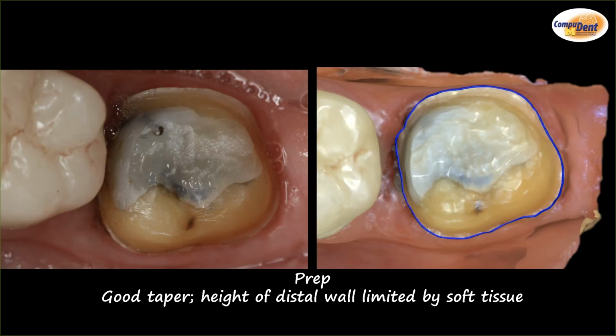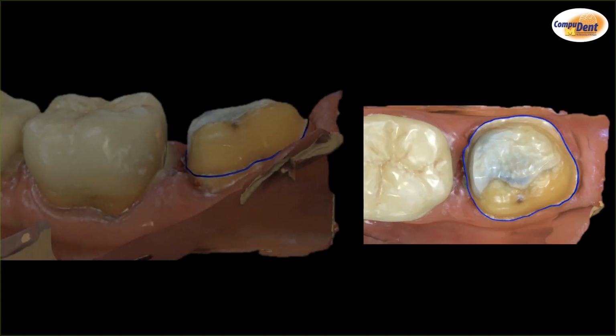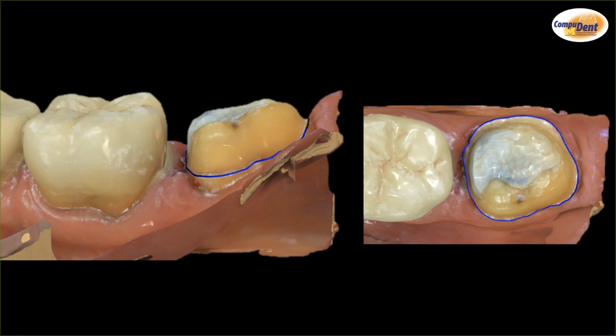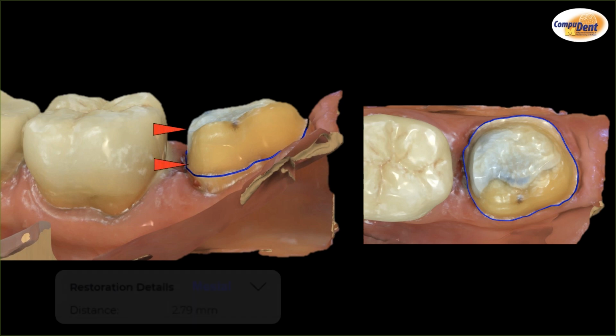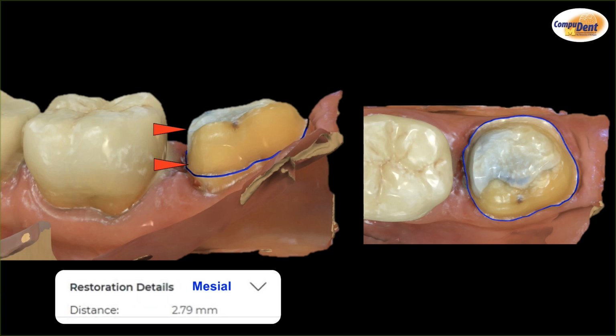So if you look at a prep like this, it's got good taper. We know the distal wall is always going to be limited by the tissue because as the ramus slants up there, it's not helping us. It's not dropping away from the cervical of the tooth. And so when we get that scan and we put it in profile and we start looking at our taper, you can see the distal doesn't quite have the type of taper we would like. We start measuring crown heights at 2.7 plus. That's a pretty good dimension. It's not 3, but it's close enough. But look at the distal.